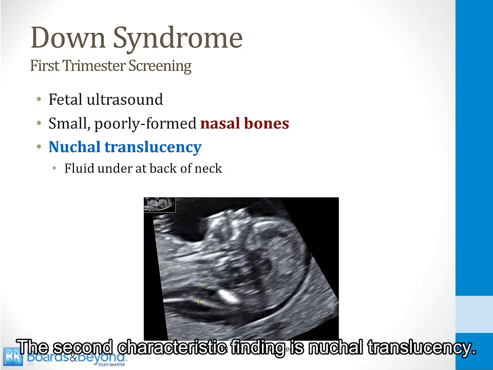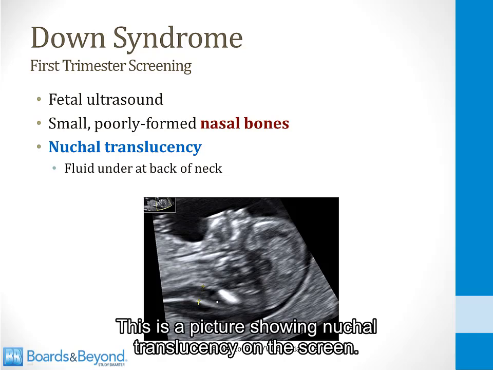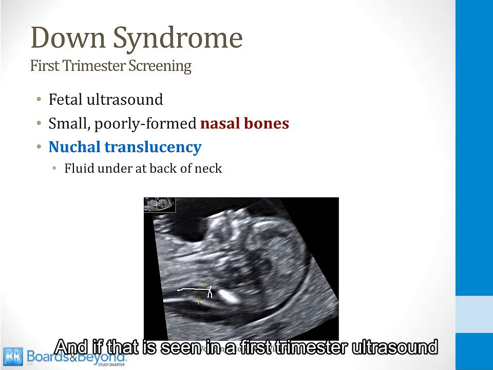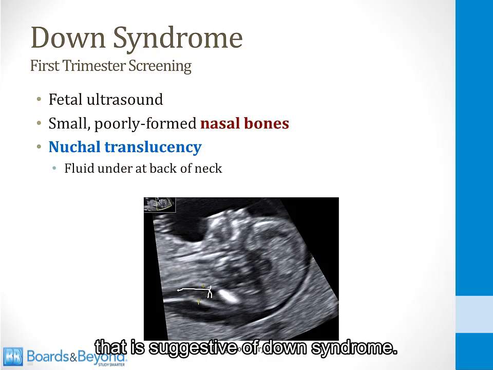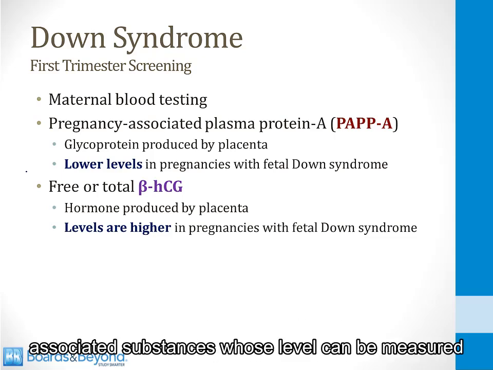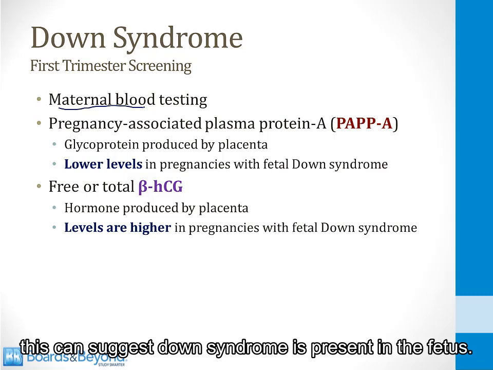The second characteristic finding is nuchal translucency. This is fluid under the back of the neck. This is a picture showing nuchal translucency on the screen. This is the back of the neck here, and there's this black space that represents fluid, and if that is seen in a first trimester ultrasound, that is suggestive of Down syndrome. In addition to fetal ultrasound, there are several pregnancy-associated substances whose level can be measured in the maternal blood, and if the levels are high or low compared to normal, this can suggest Down syndrome is present in the fetus.